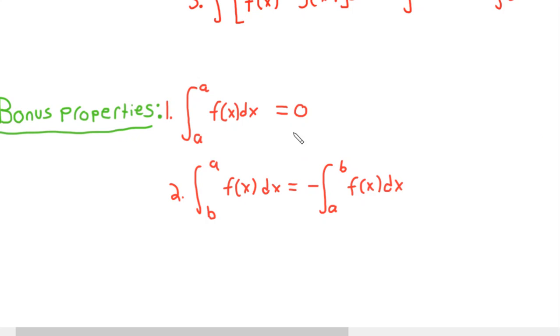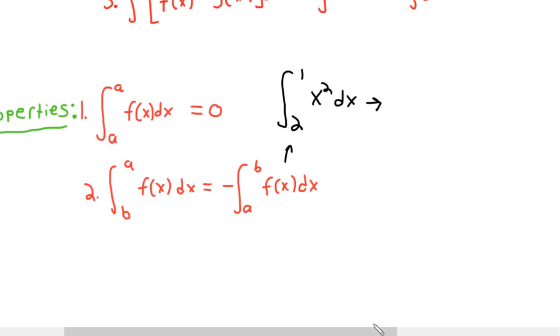The next one is that if the lower limit of integration is bigger than the upper one, for example the integral from 2 to 1 of x squared dx, then you can flip those limits of integration around, and then you toss a negative out front of your integral. So this becomes the negative of the integral from 1 to 2 of x squared dx. That's all there is to it. So again, if the bottom one is bigger than the top one, you can change the order like I did here, and then you toss a negative out front. That's all there is to know.